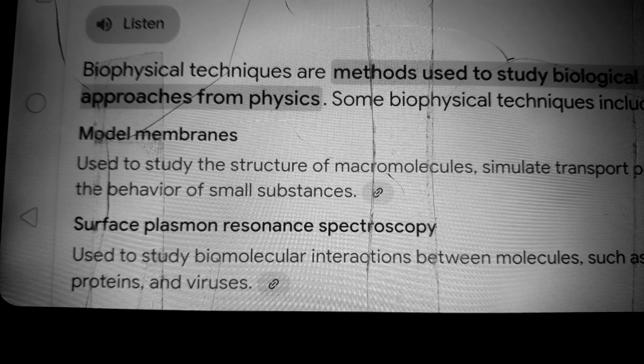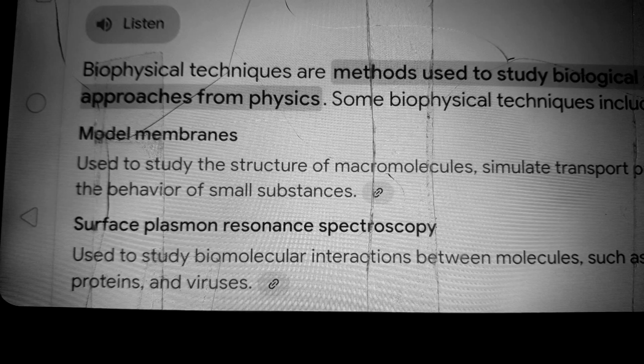Today, we're on Unit 13 of the CSIR-NET syllabus, biophysical methods, to be specific. Now, biophysical techniques are methods used to study biological systems using approaches from physics.